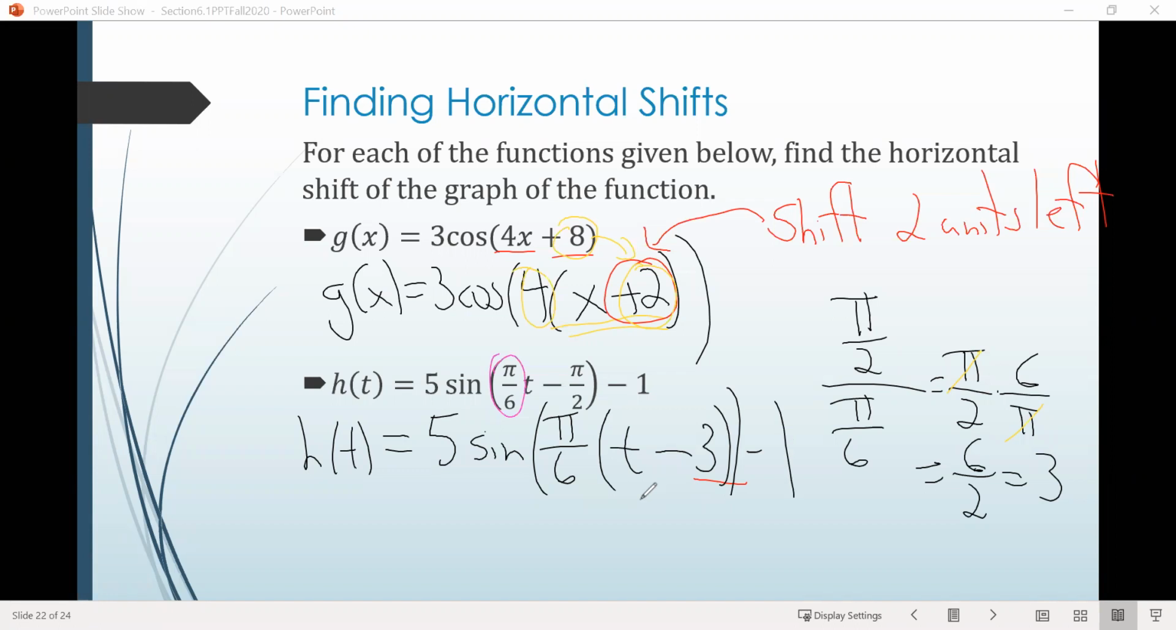Here we see that our horizontal shift, since this is a minus 3 on the inside, is a house of lies. That's going to be 3 units to the right.